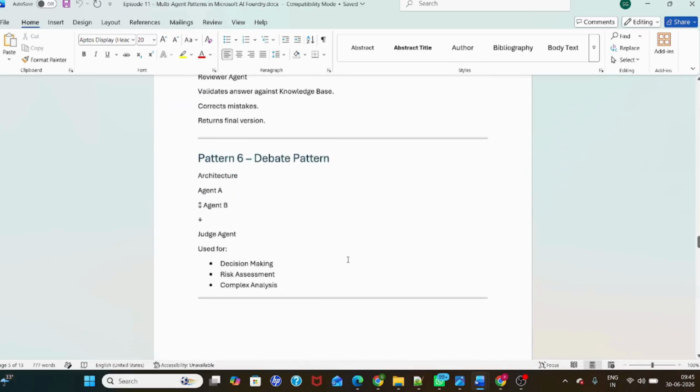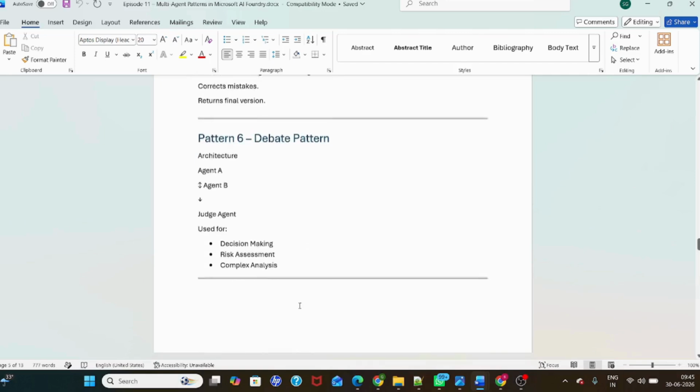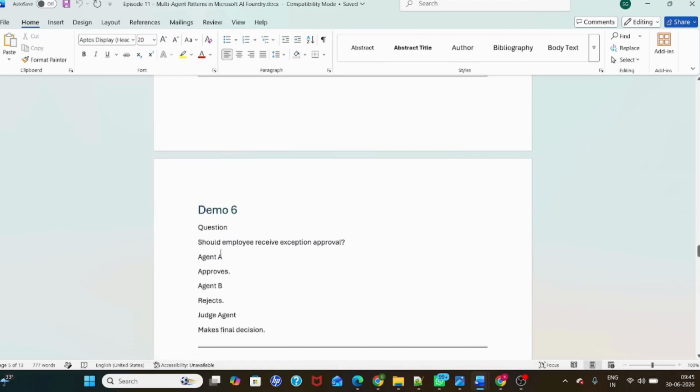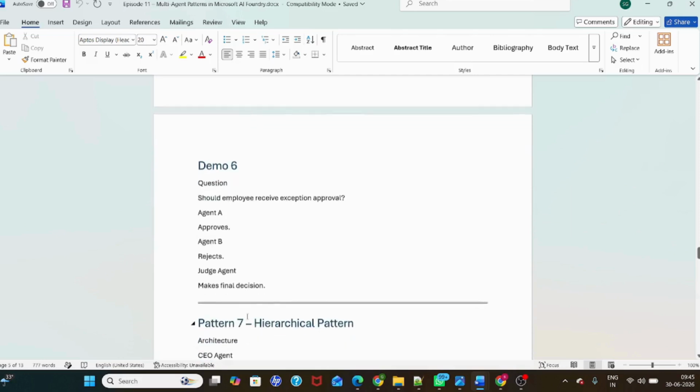Debate pattern. What is the debate pattern? Agent A, agent B, and a judge agent. It is used for decision making, risk assessment and complex analysis. So the question: should the employee receive exception approval? Agent A says approve, agent B says reject, and the judge agent makes the final decision.